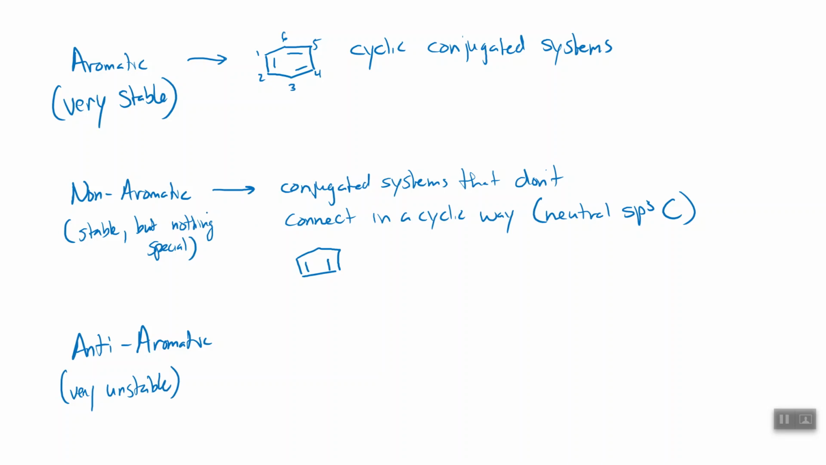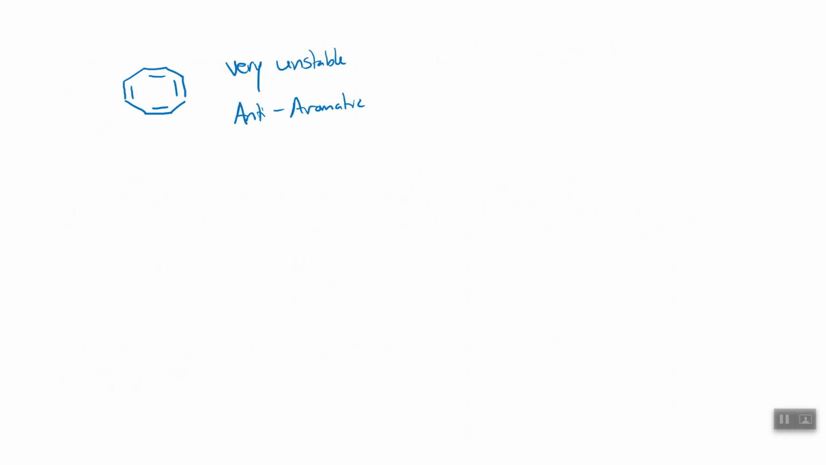Right, so non-aromatic versus anti-aromatic. Non-aromatic are conjugated systems that are not cyclic. Anti-aromatic systems are also cyclic conjugated systems. All right, so why is this 8-membered ring unstable when the 6-membered ring is so stable? Stable and aromatic.